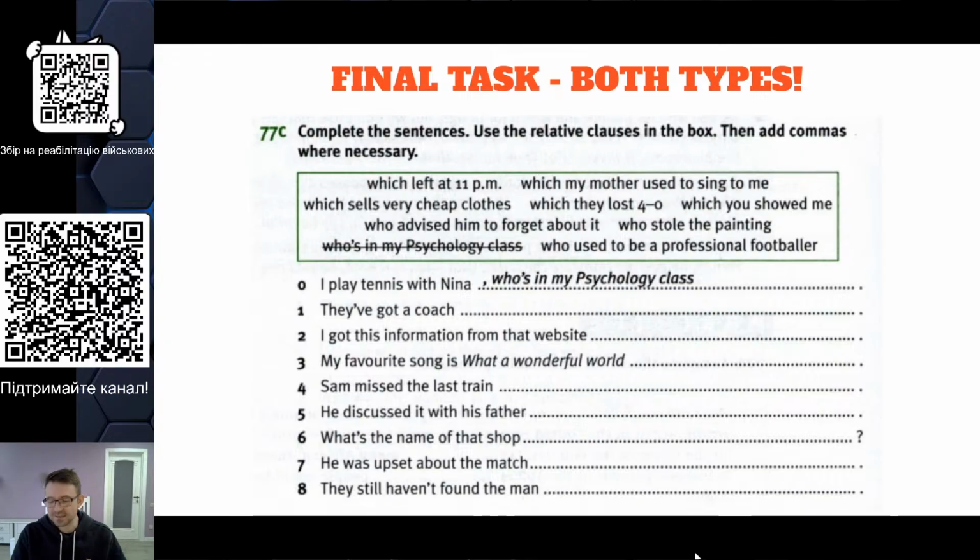Okay, so let's go through these together. We'll check these answers, and then if we have any final questions after this, I'll be happy to answer them, and then I think that'll do for today.